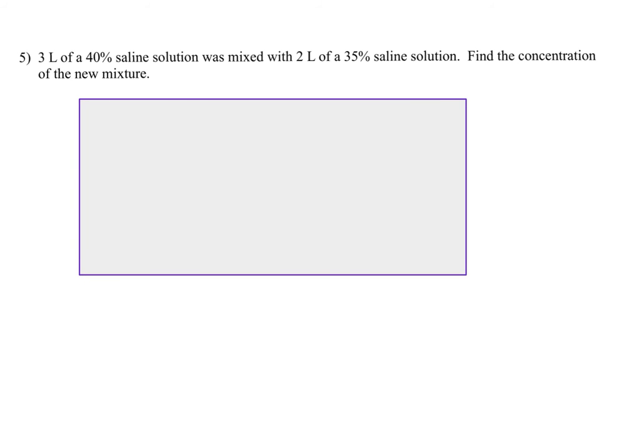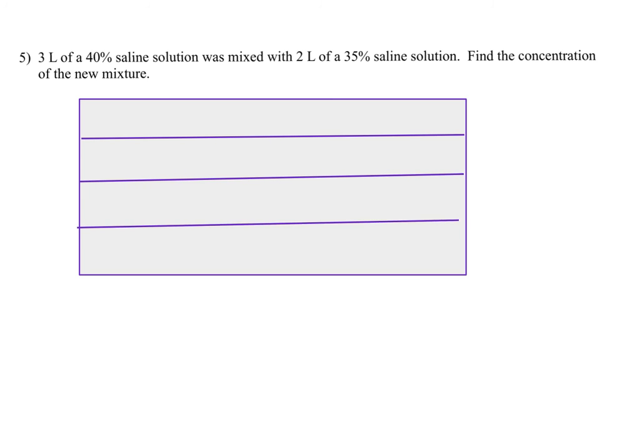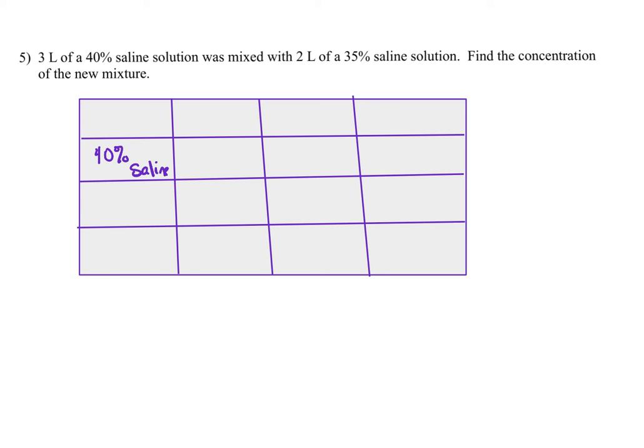It is going to look just like the chart I just did as far as how I set it up. So I have 2 things I'm mixing together and a final mixture. And so I need to label it. I have a 40% saline solution. All right. Mixed with a 35% saline solution. And then my new mixture that I do not know yet.